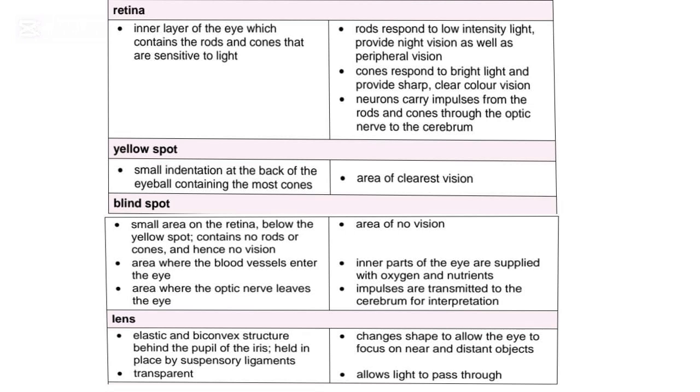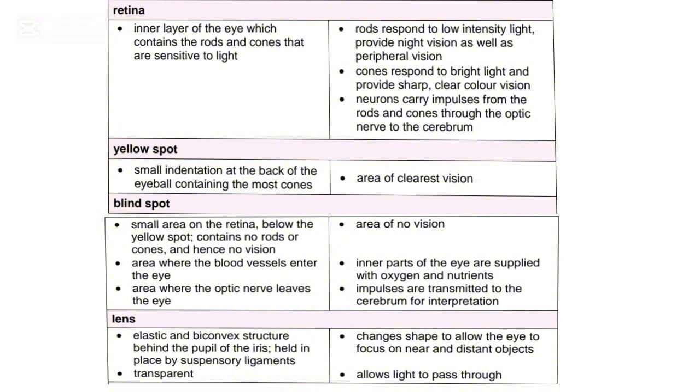Yellow spot. This is a small indentation at the back of the eyeball containing the most cones. It is the area of clearest vision. Blind spot. This is a small area on the retina below the yellow spot. It contains no rods or cones and hence there is no vision. It is an area where the blood vessels enter the eye, hence the inner parts of the eye are supplied with oxygen and nutrients, and it is also an area where the optic nerve leaves the eye, thus allowing impulses to be transmitted to the cerebrum for interpretation.